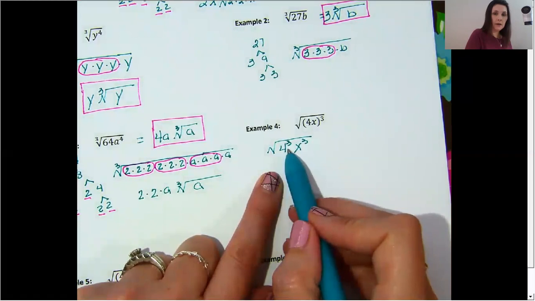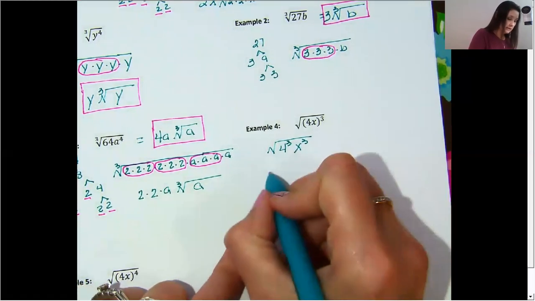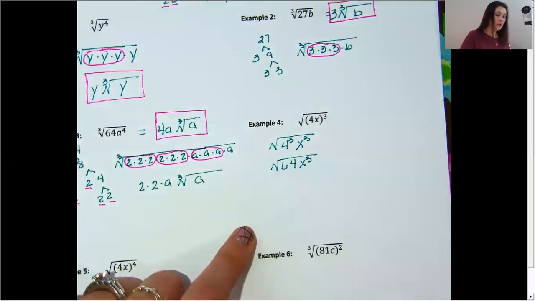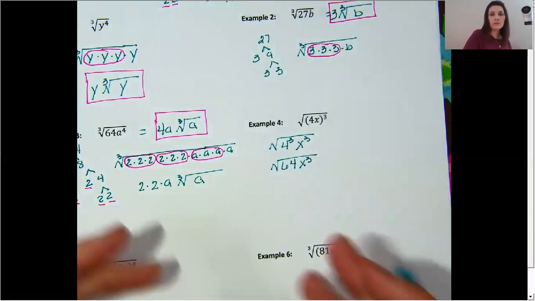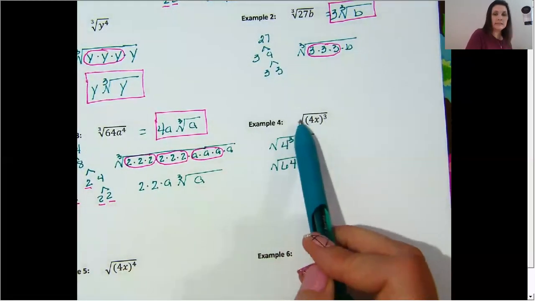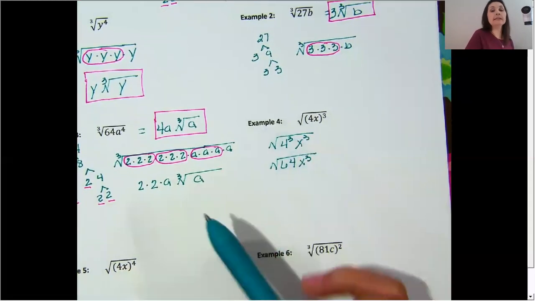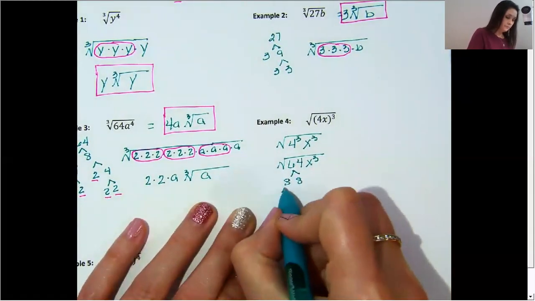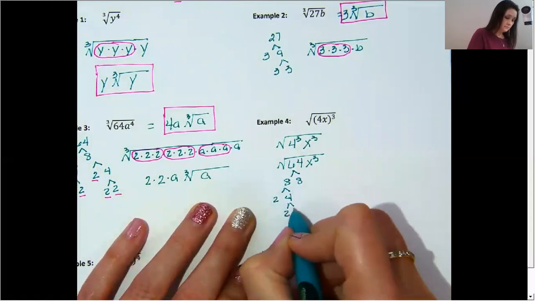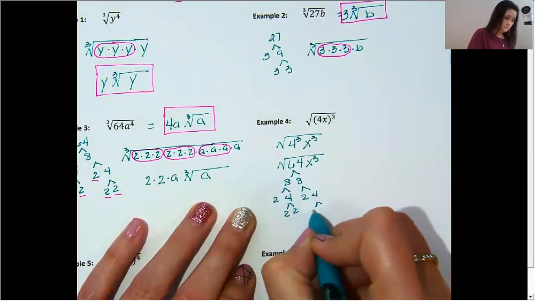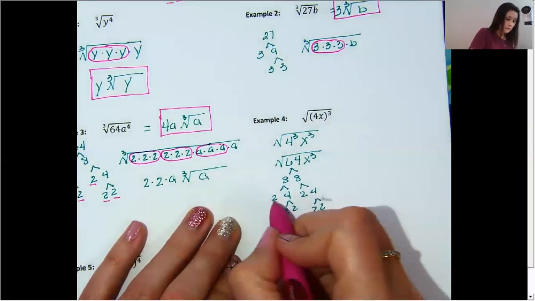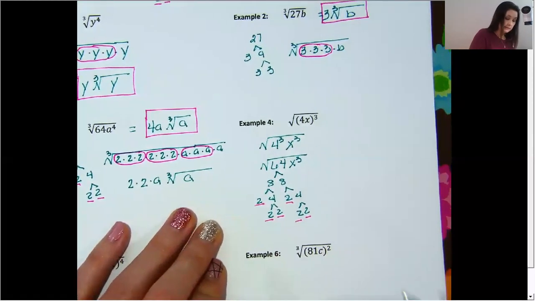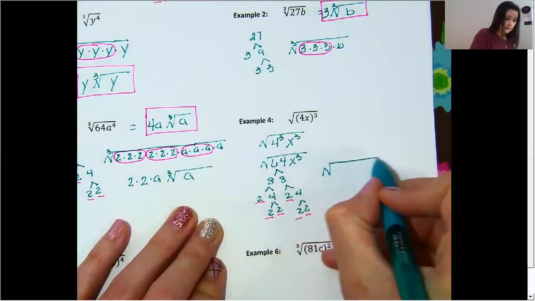We can find what 4 cubed is. So 4 cubed is 64. And then we still have an x cubed. So now I can go ahead and solve this like I did my other problems. Notice here we do not have an index, so that signifies that it is a 2. And so I'm going to go ahead and factor out my 64. So I have 6 twos and 3 x's. So I can write this out.